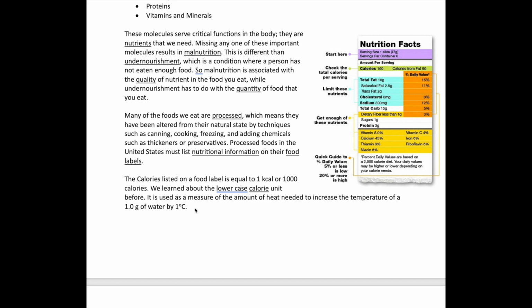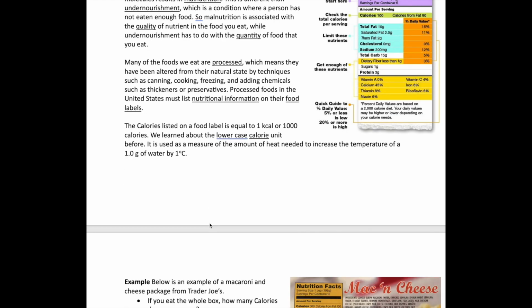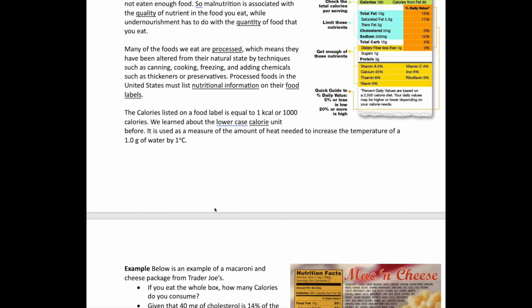Okay, so that's kind of the way you want to think about it. To maintain our daily activities and the basal rate of metabolism that we have in our body, we need 2,000 of that large calorie, or if you multiply that out, you get 2 million of the lowercase calorie. So that's quite a bit. But of course, we have a lot of physiological functions that we need to maintain. That's why we eat that much.